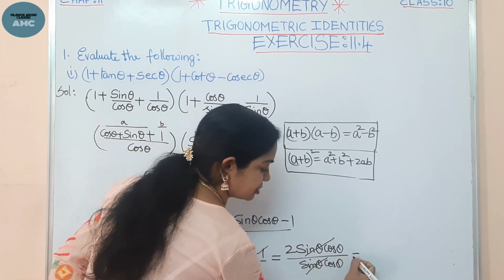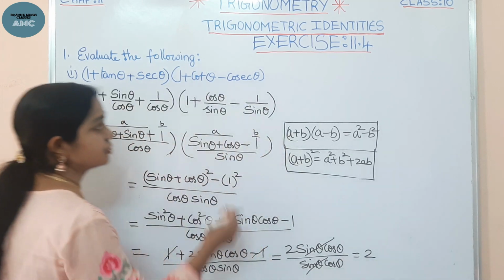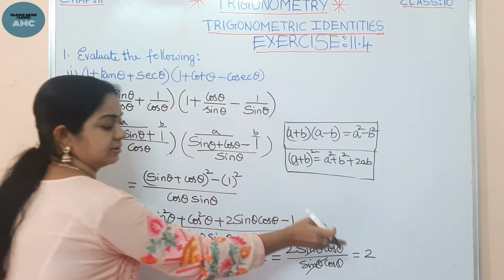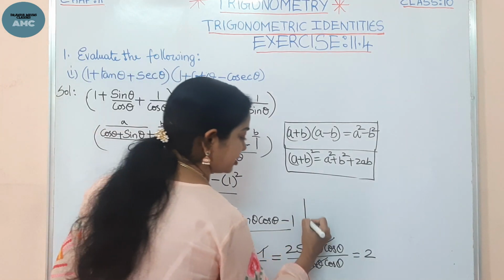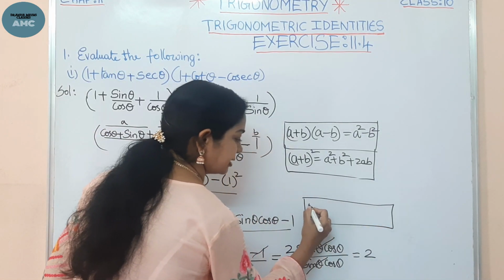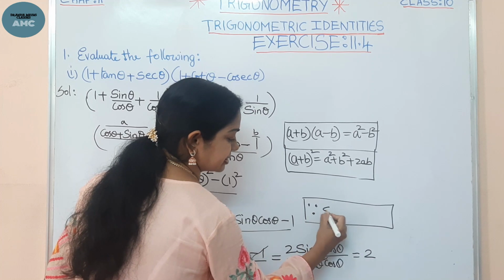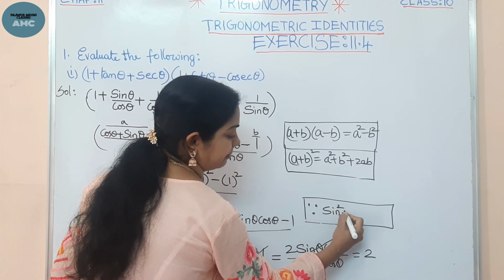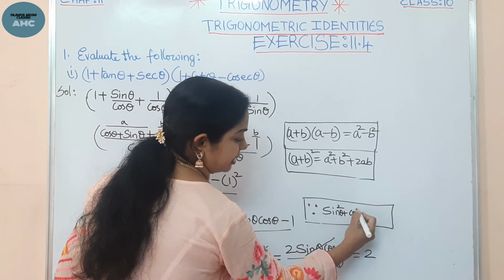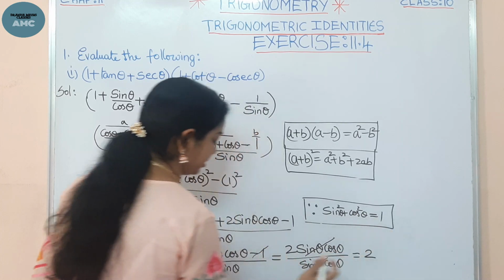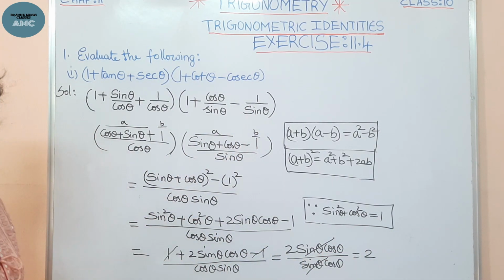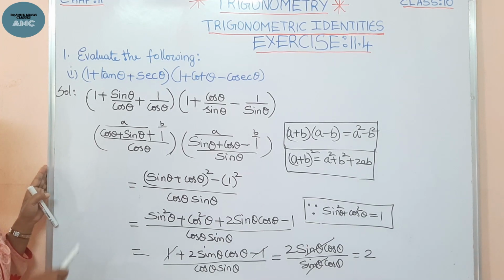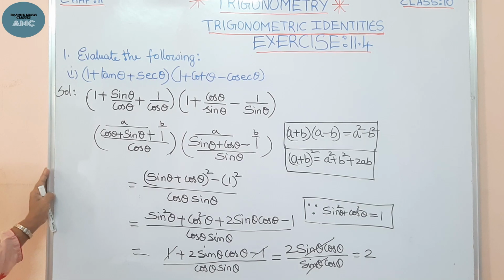So the remaining is 2. Okay, so we have evaluated this in the form of 2. Now, what identity we used, that we have to mention here. That is this first identity, since sine square theta plus cos square theta equals 1. So instead of sine square plus cos square theta, I have substituted 1. We have used the identity. Now pause the video and note it down, and let's see the next one.